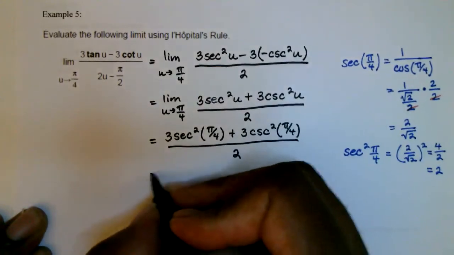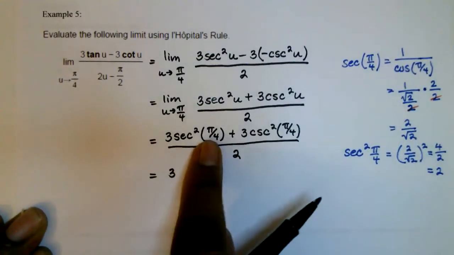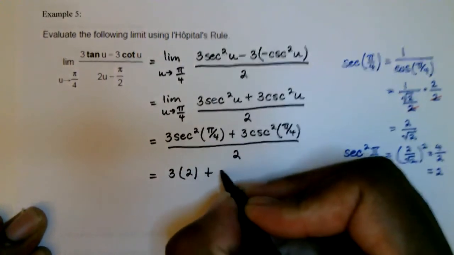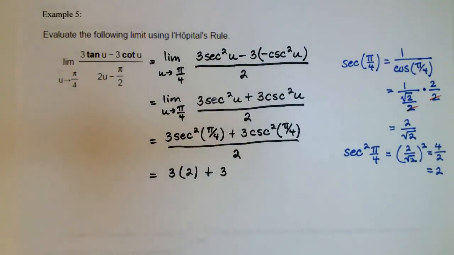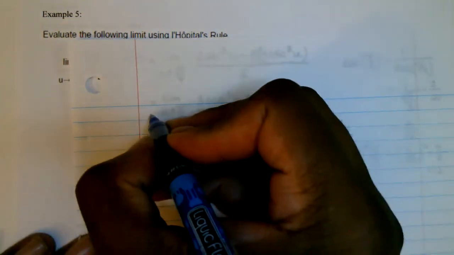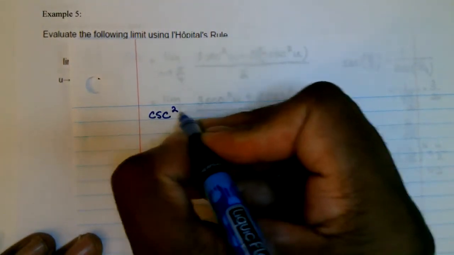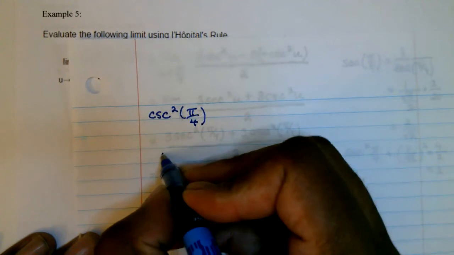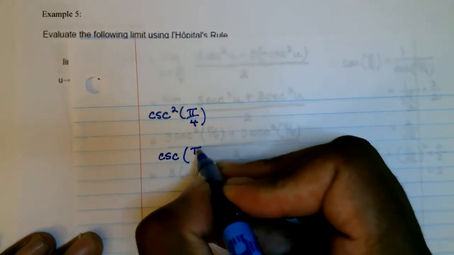So here's what I'm going to have. I have the 3 in front. Secant squared of pi over 4, that's 2. So it'll be 3 times 2 plus 3 times the cosecant squared of pi over 4. Now I'm going to need to do this on a second sheet of paper, like this. Let's find out what the cosecant of pi over 4 is going to be.